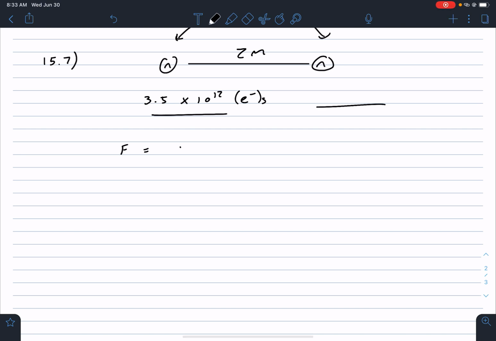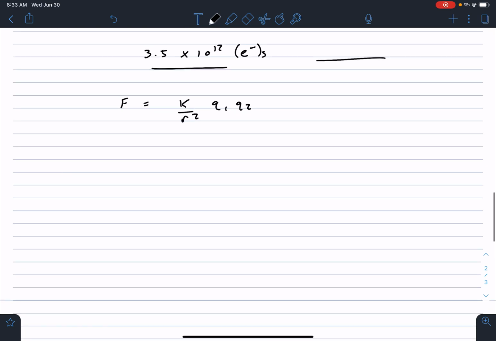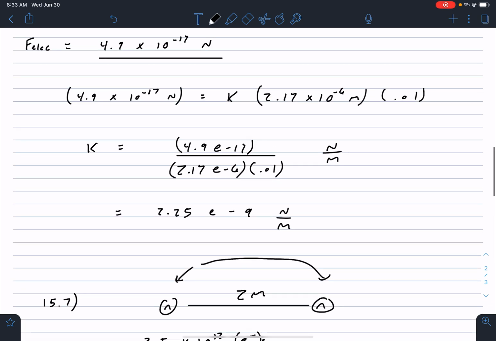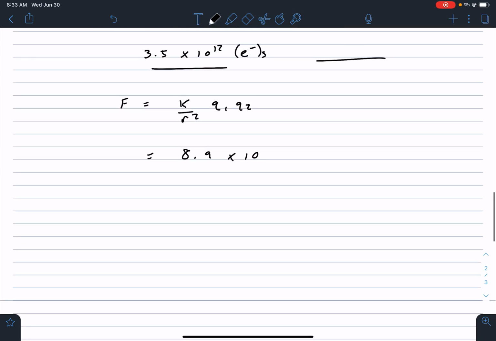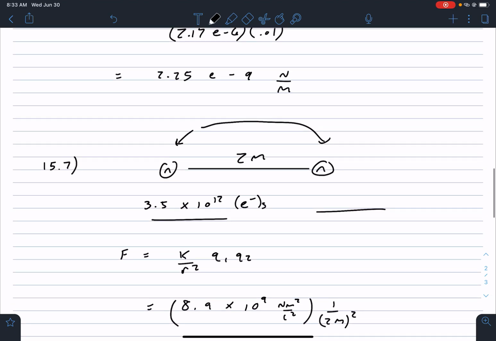Well, the electric force is k q1 q2 over r squared, the distance squared, right? And in this case, k is going to be 8.9 times 10 to the 9. I would double check that if you're going to do that in the calculation. Newton meter squared per coulomb squared, times 1 over 2 meters squared times the charges. So now, like I said, this one lost this much charge and this one gained this much charge.